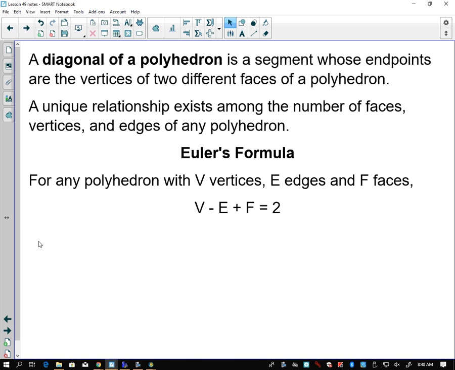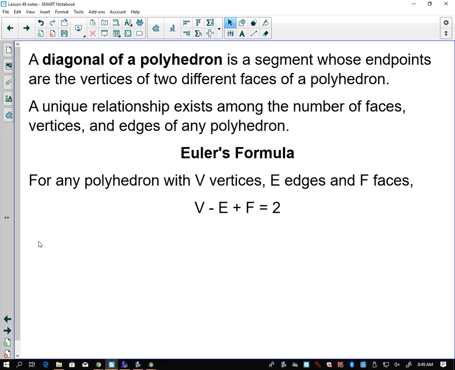All right, this is where we get into the formula portion of this lesson. A diagonal of a polyhedron is a segment whose endpoints are the vertices of two different faces of the polyhedron. Not quite to the formula yet, but let's say for this cube, I wanted to make a line that went from this upper corner down across to this lower corner. That would be a diagonal. It actually creates a hypotenuse, a right triangle inside of it. We'll solve some questions both in this class and in Algebra 3 that involve finding the length of that diagonal line.